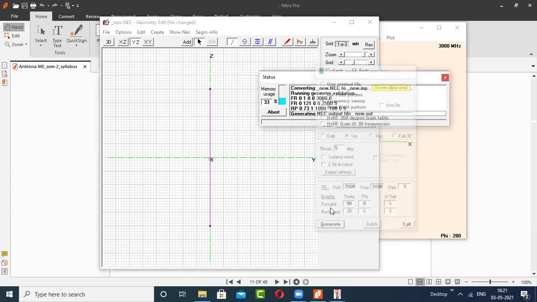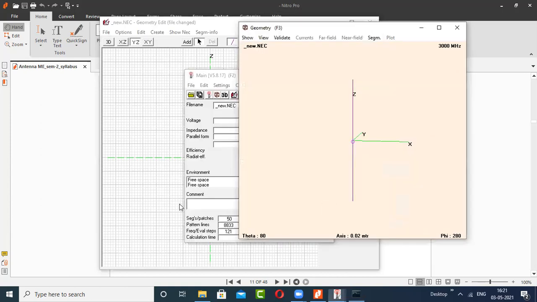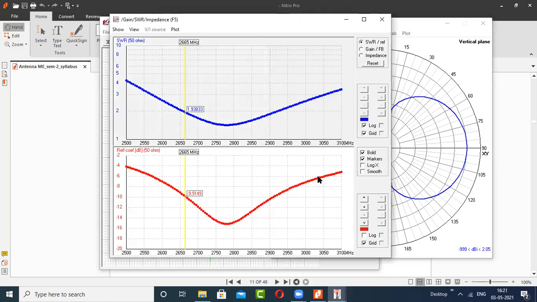So this is the graph which you have got here. Now you can see that the lower cutoff frequency is almost at 2.665 gigahertz. This is the lower frequency. And the upper frequency is somewhere around 2.915 gigahertz. So this becomes your band of the antenna. This is the band for which your antenna is working.